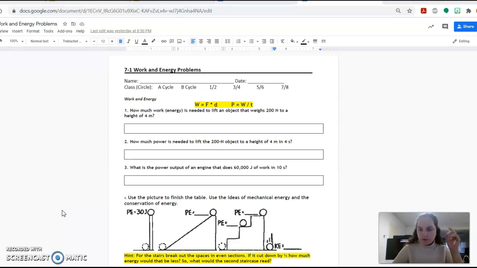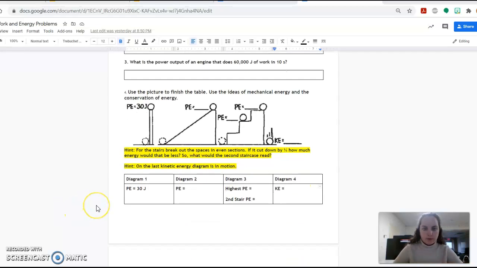If you're given a force, if you're given a distance, if you're given a time, and what you need to solve for. If you do have trouble on these ones, please let me know. I'll be happy to reach out to you and talk with you of what you need to do. But I'm going to move on to number 4.